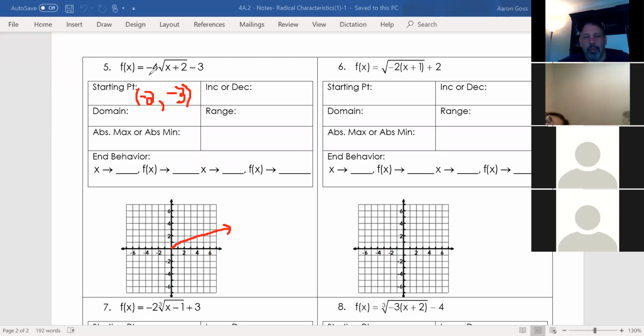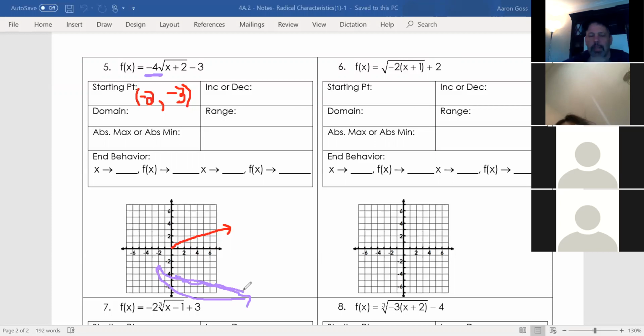So what does a negative number out front do? It reflects it across the x-axis. So I know it's going to reflect, so it's going to go down like this, and it's going to start at -2, -3. It's going to start right here, and it's going to go down like this. Now that 4 just means it's going to be thick, by a factor of 4. So whatever those numbers are, I'm going to multiply them by 4.